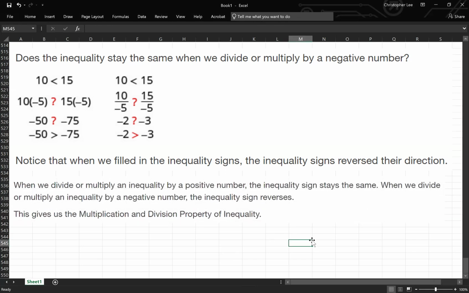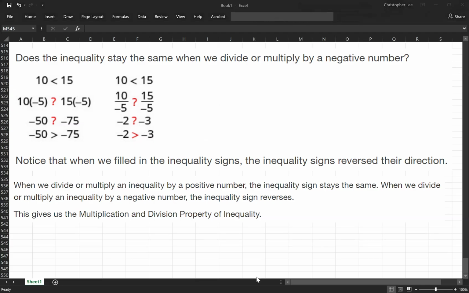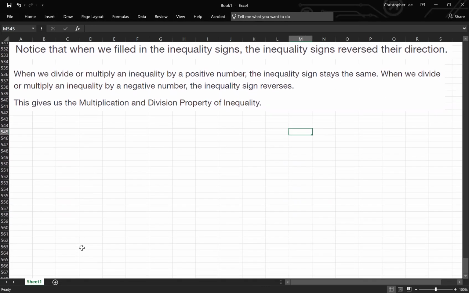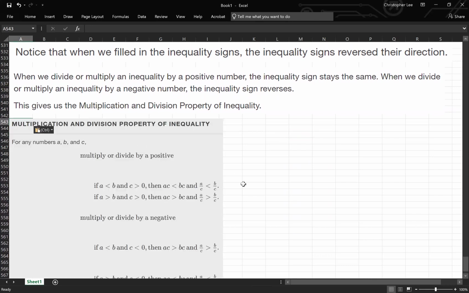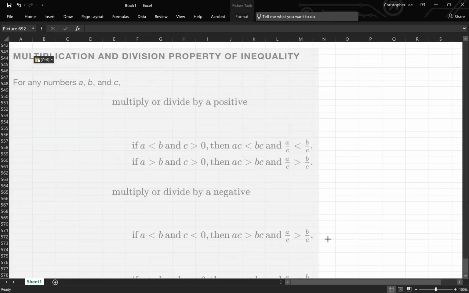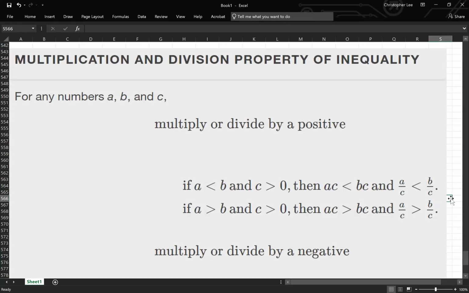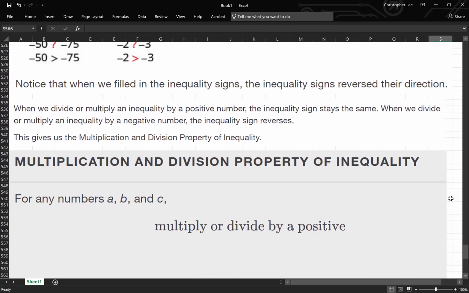So when we divide or multiply an inequality by a positive number, the inequality sign stays the same. When we divide or multiply an inequality by a negative number, the inequality sign reverses. This gives us the multiplication and division property of inequality. All right, let's expand on that real quick. This is going to be a little bit involved, so just bear with me, but we'll get through it.